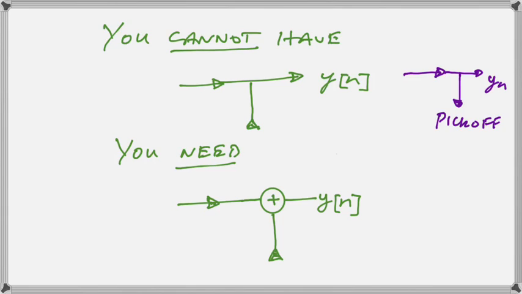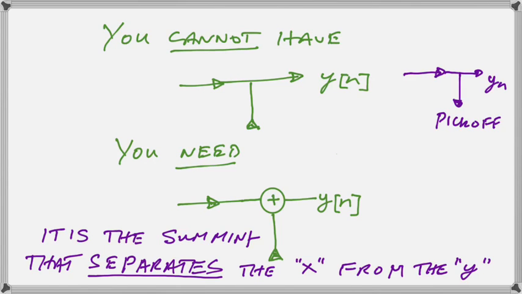So therefore we can see that mathematical summing is the same as mixing of signals together, whether we're talking about audio or radio frequency signals. We are mixing them together, and the act of mixing music is actually summing. We are algebraically combining the signals. It is the summing that separates the input from the output, or the X from the Y.